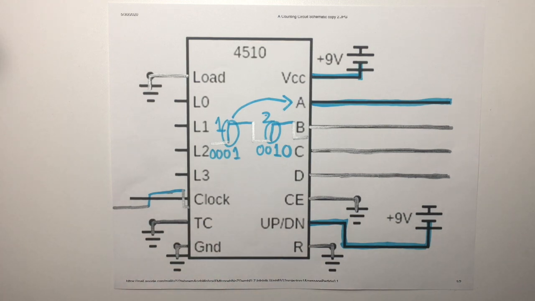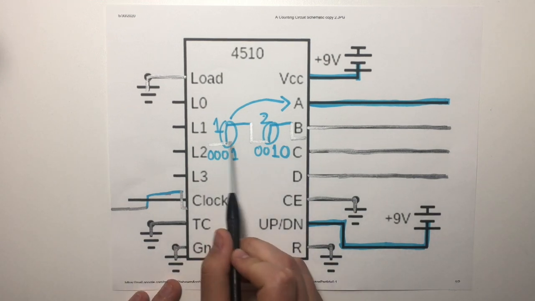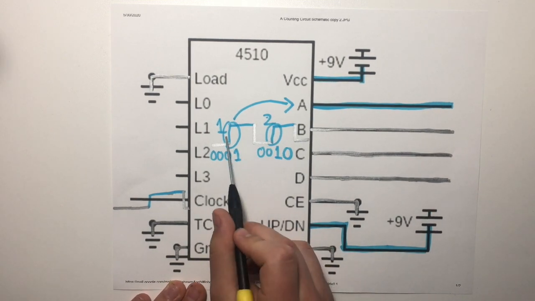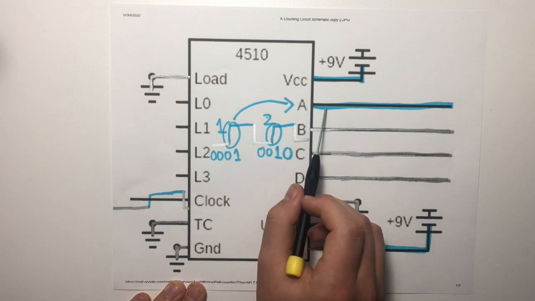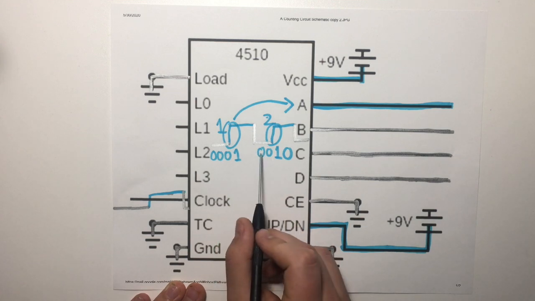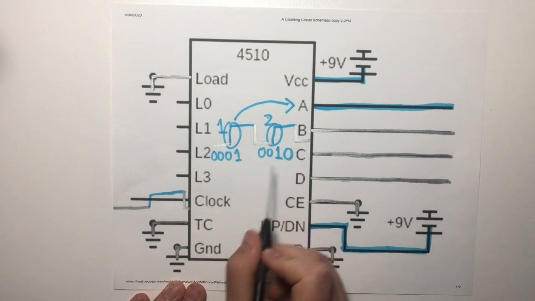This IC outputs an array of highs and lows, which represents a binary number. This binary number will change based on the amount of pulses which the clock signal has created. For example, since there has only been one pulse in this scenario, the number displayed will be 0001. But if two pulses had occurred, the number would be 0010.